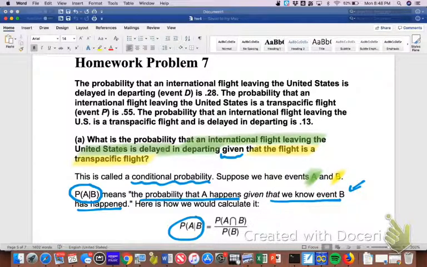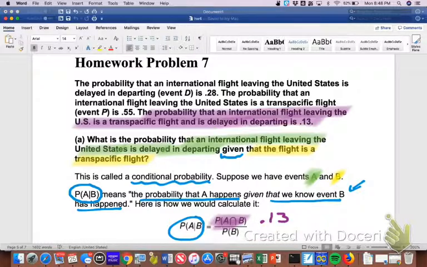The first part is P of A and B, which is actually given to us in the problem. This is the probability that an international flight leaving the United States is a trans-Pacific flight and is delayed. So basically, all the conditions are tied up into one little package. This symbol here in the middle basically means and. The probability of both of those things happening is 0.13. It's given to us in the problem.